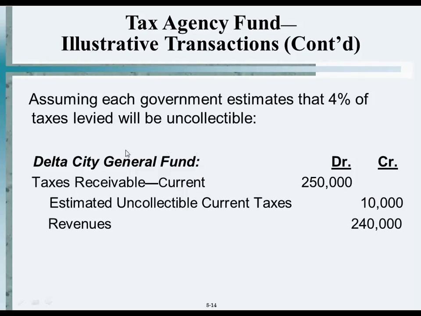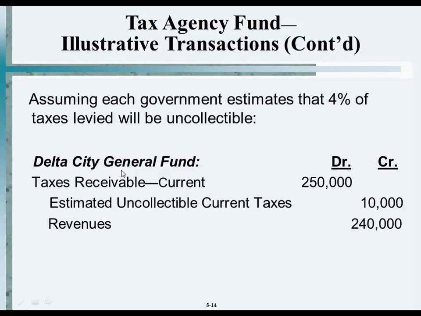Okay? Now, remember, this is in Delta City General Fund. This is not an agency fund. This is in the general fund. That's why we can have revenues. It's in the general fund, right? This is what they show. 4% of tax levy on their general fund.